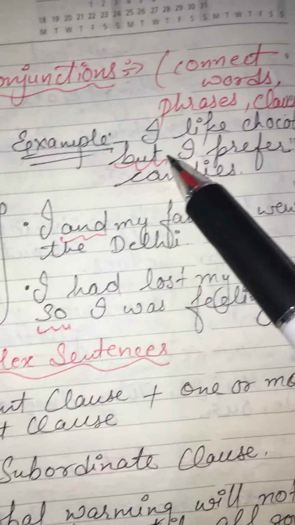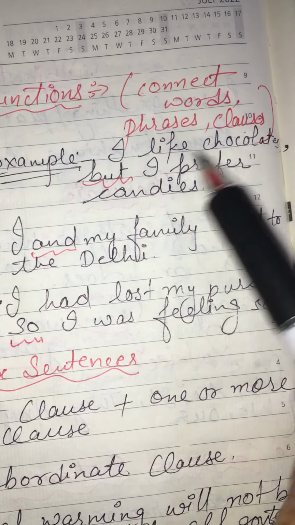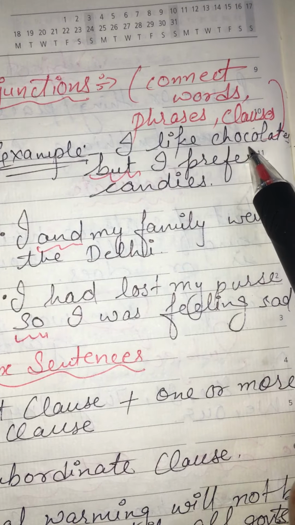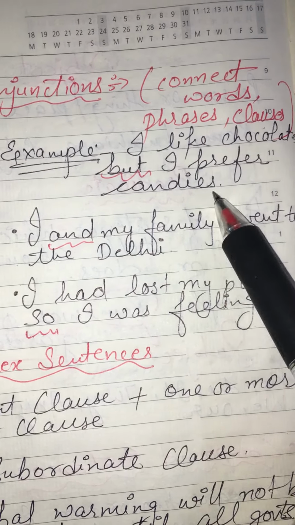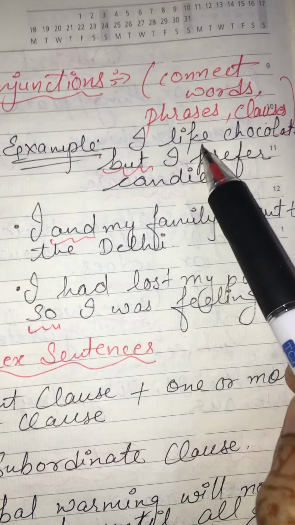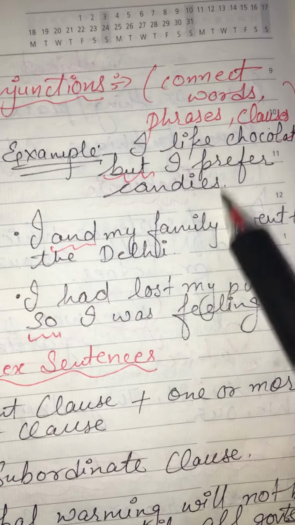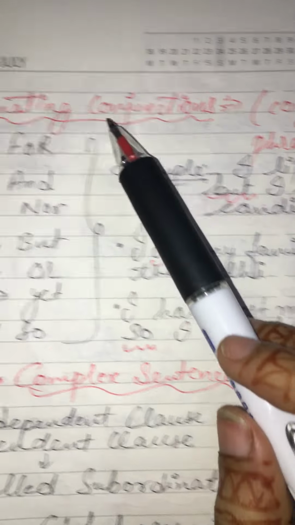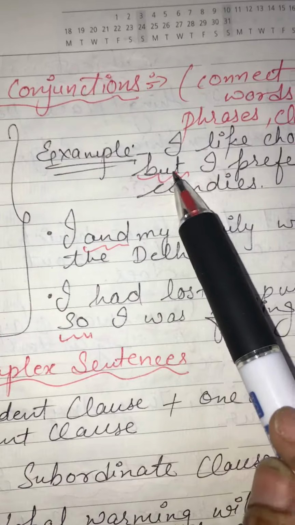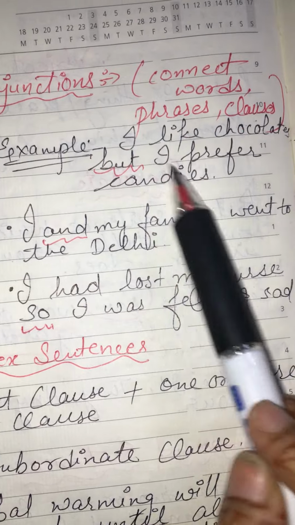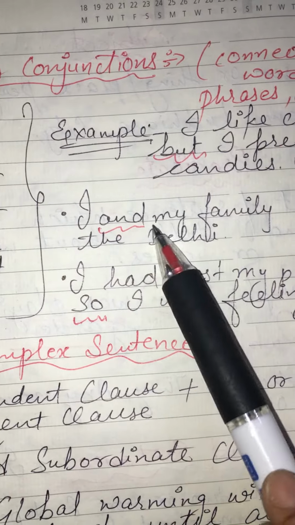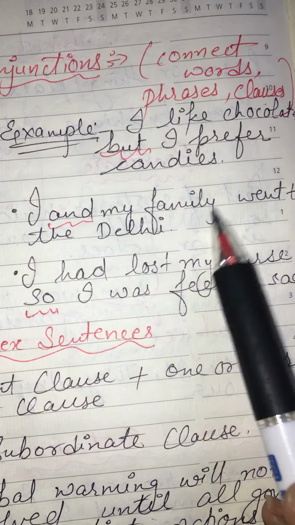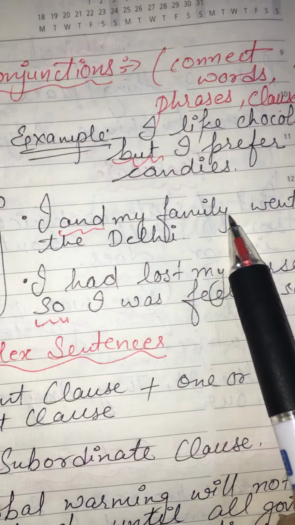So the example is, I like chocolates but I prefer candies. I like chocolates, one independent clause. I prefer candies, another independent clause. These two clauses are connected by but. But is a coordinating conjunction. I like chocolates but I prefer candies. I and my family went to Delhi. I went to Delhi, one independent clause.